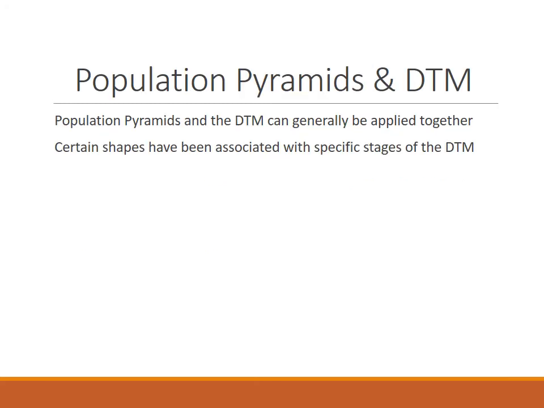Some of the last stuff we'll look at here is that population pyramids and the demographic transition model can generally be applied together, and certain shapes of population pyramids should be associated with specific stages of the DTM. We want to talk about how we can identify some of those shapes on the next couple slides. And I encourage you to go back and watch this part of the lecture a couple times until you feel pretty confident in what each one might look like.